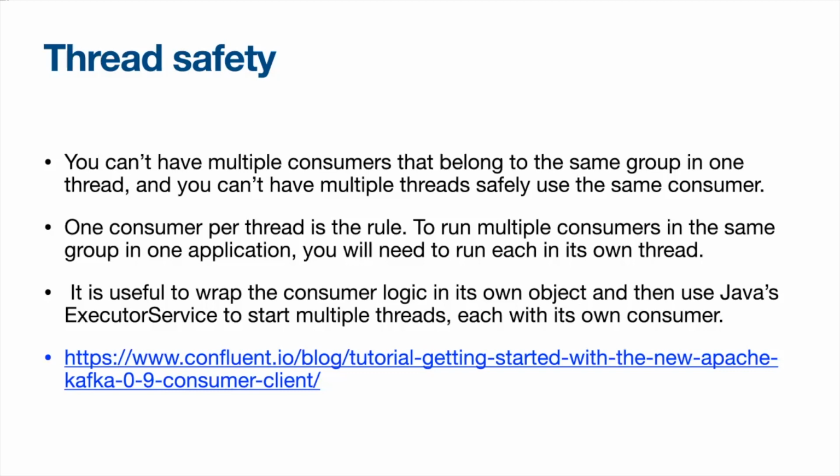Thread safety. If you are from a Java background, you would know about multi-threading and the importance of thread safety. You can't have multiple consumers that belong to the same group in a single thread, and you also can't have multiple threads safely use the same consumer. The rule is that you have to have one consumer per thread. Else there will be some issues during committing of offsets of data.